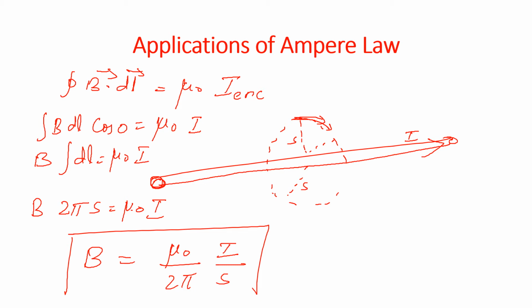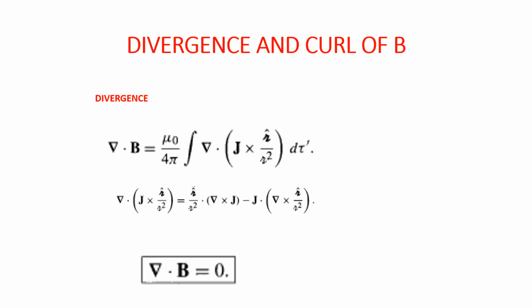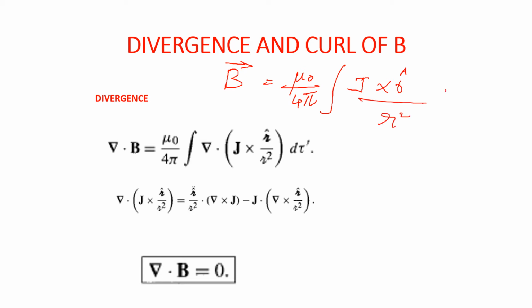Okay. Next we are going to divergence and curl of magnetic field. So we all know the Biot-Savart law. B is equal to mu 0 divided by 4 pi integral J cross r cap divided by r square d tau. This is for a volume element.